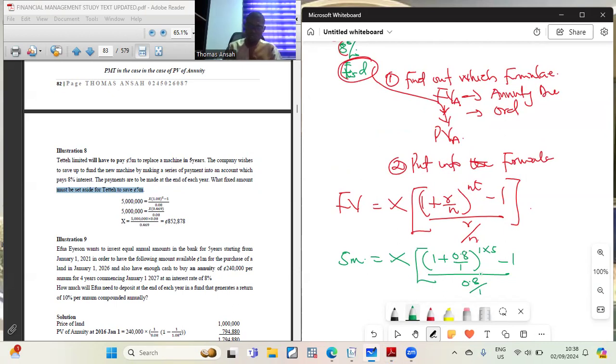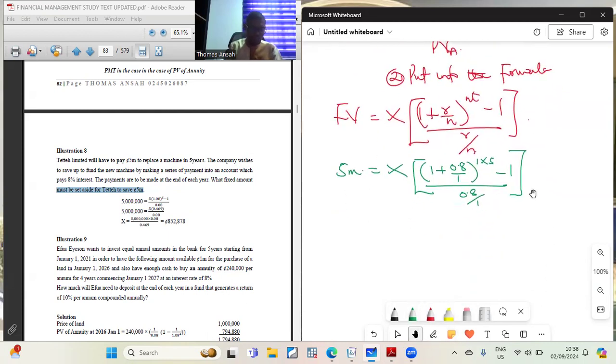So when you do these things together, you have 1.8 raised to the power 5, minus 1, divided by 0.8. So what I am getting is 5 million is equal to 223696X. That is the figure that I'm getting. So you can also try it at your end. It looks as if this one is quite different.